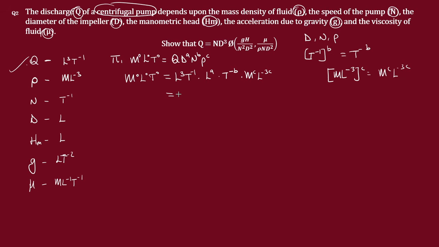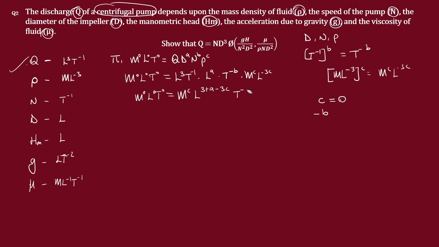So you could group like terms to make this more intuitive for ourselves. M to the c, L to the 3 plus a minus 3c, and T to the minus 1 minus b. Okay, so let's get to work. M is to 0, L is to 0, T raised to power 0. So solving this, our simultaneous equations are going to look something like c is going to equal 0. We can tell that easily. So comparing T, this is minus 1 minus b.